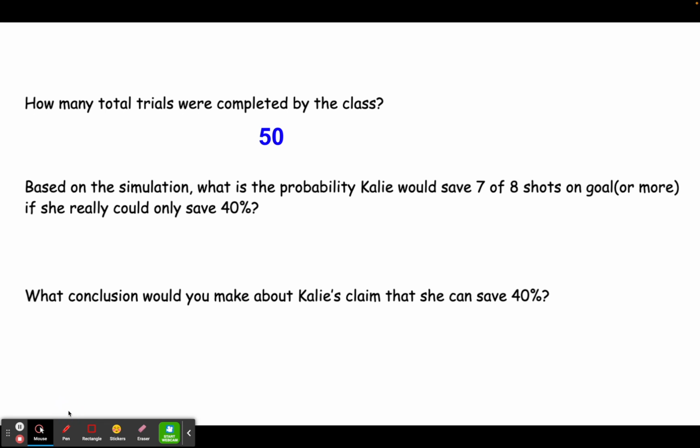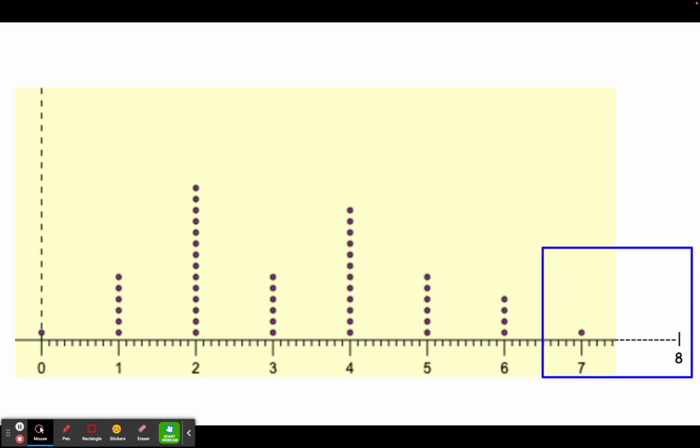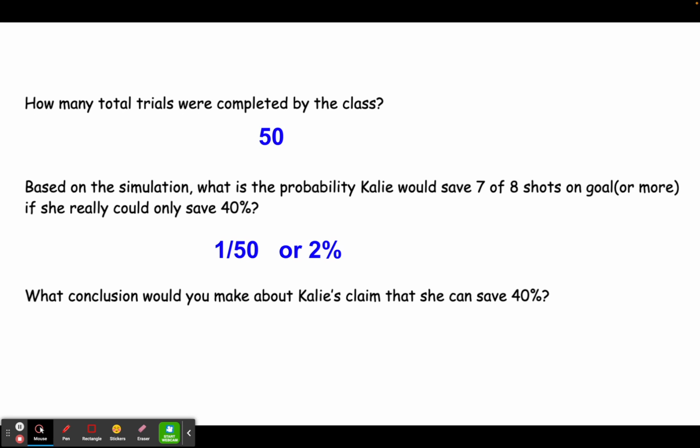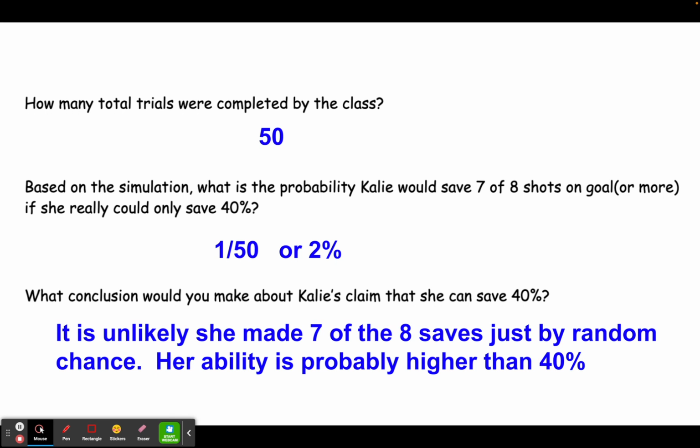So again, we had 50 trials here completed by the class. And when we want to look at the probability that she would save 7 out of 8 shots on goal or more, here we're counting up the dots that were at 7 or better. And notice we only had 1 dot, 1 trial out of the 50 that was at that result. So 1 out of 50 is only 2% of the time. It's extremely unlikely to happen. Therefore, we would say, because it's unlikely that she made 7 of the 8 saves just by random chance, her ability is probably higher than the 40% that she claimed.